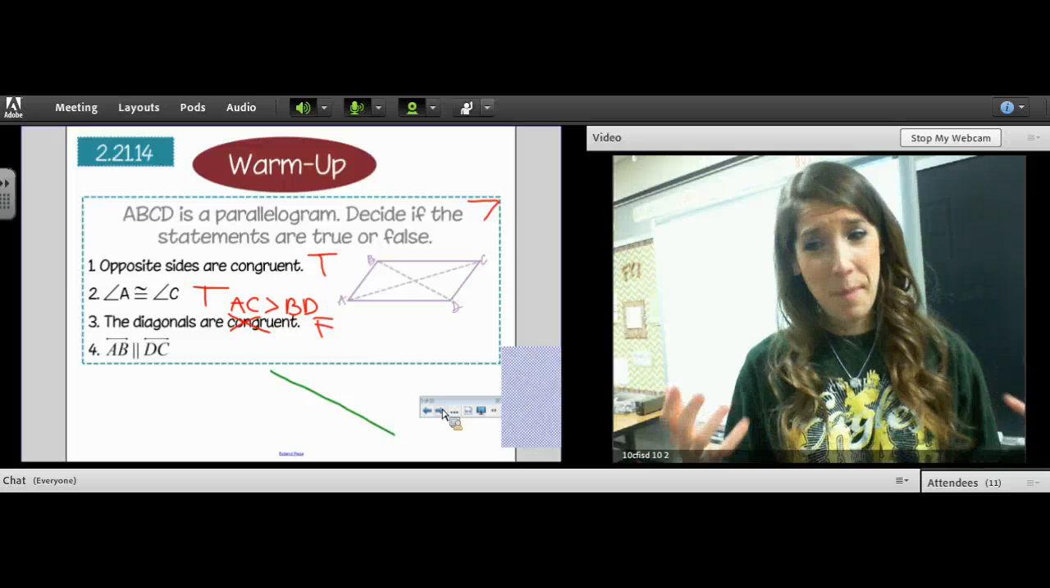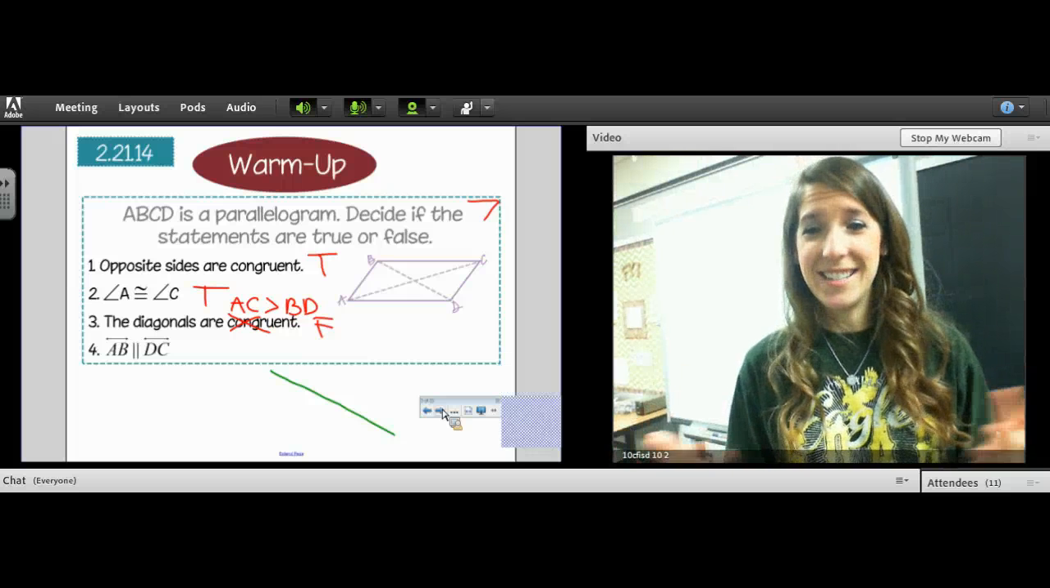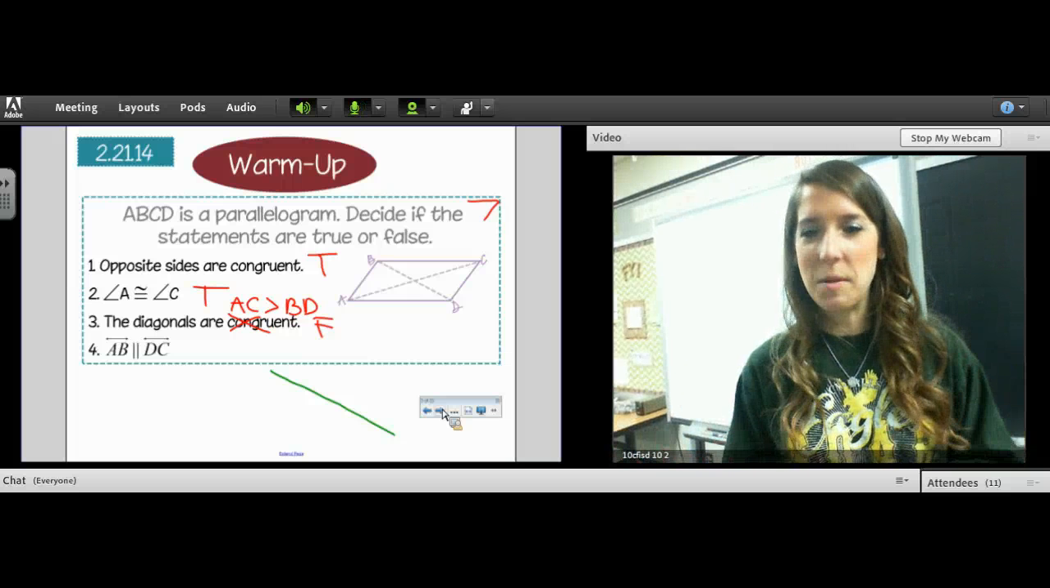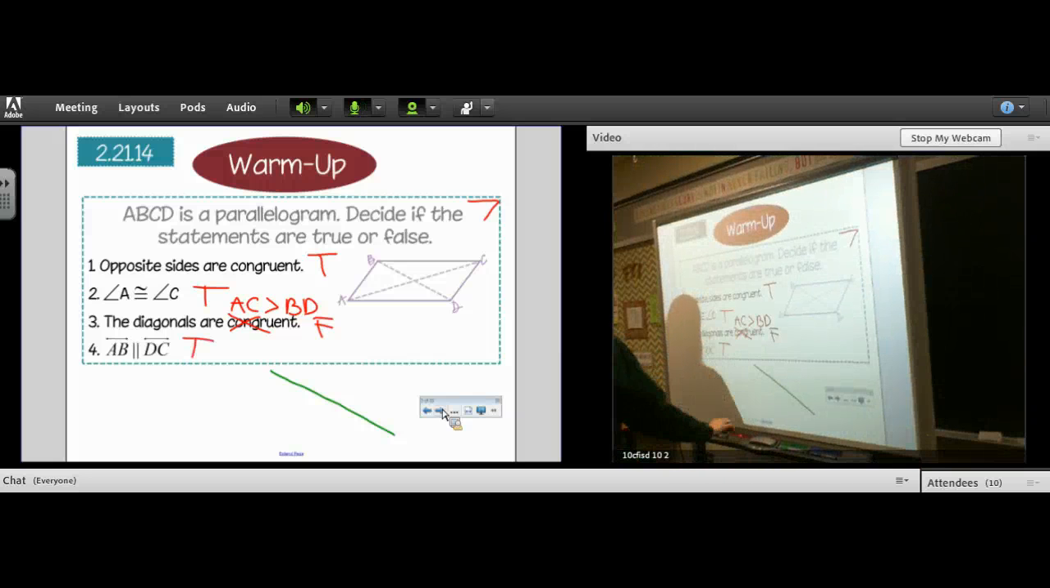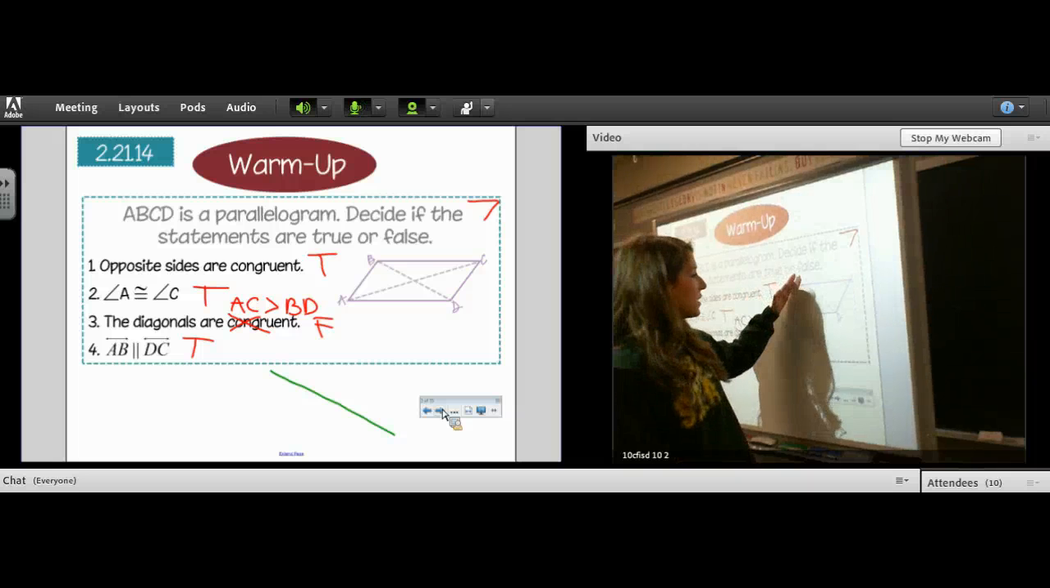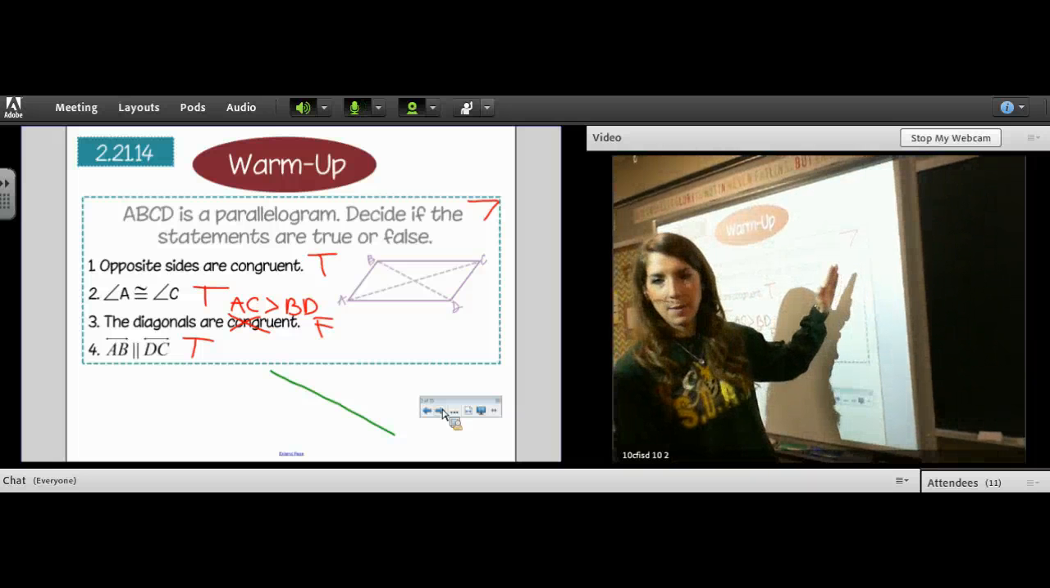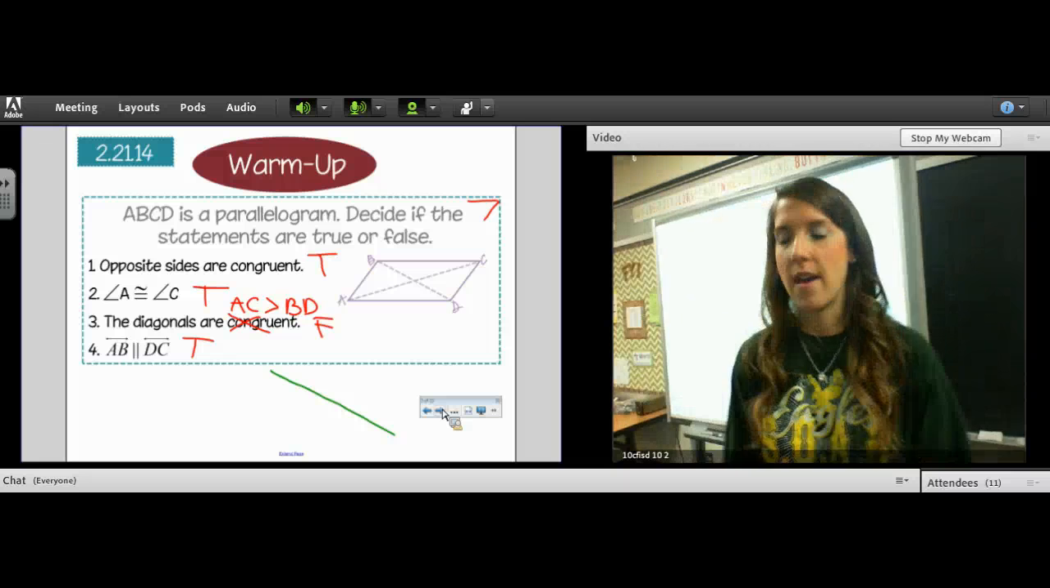And last one, AB is parallel to DC. Well, it is a parallelogram, right? So some things are going to need to be parallel because that's in the name of it. So you're right. That one is true. I'm not really going to prove that one. I already took this segment and slid it over here. It had the same exact slope. So I think we're good on that one.